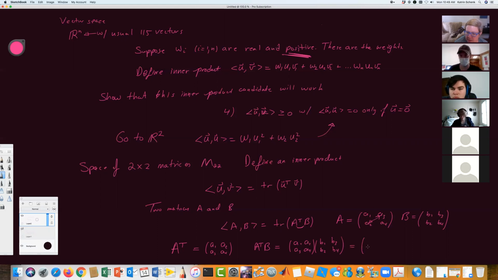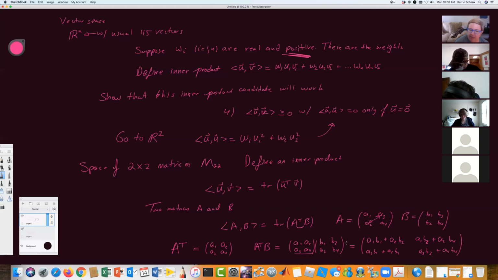I get A1 B1 plus A2 B2. And the next thing I get is A1 B3 plus A2 B4. And the next thing I get is A3 B1 plus A4 B2. That's row times column. This row times this column. Now this row times this column, A3 B3 plus A4 B4. And the last thing I have to do is take the trace.